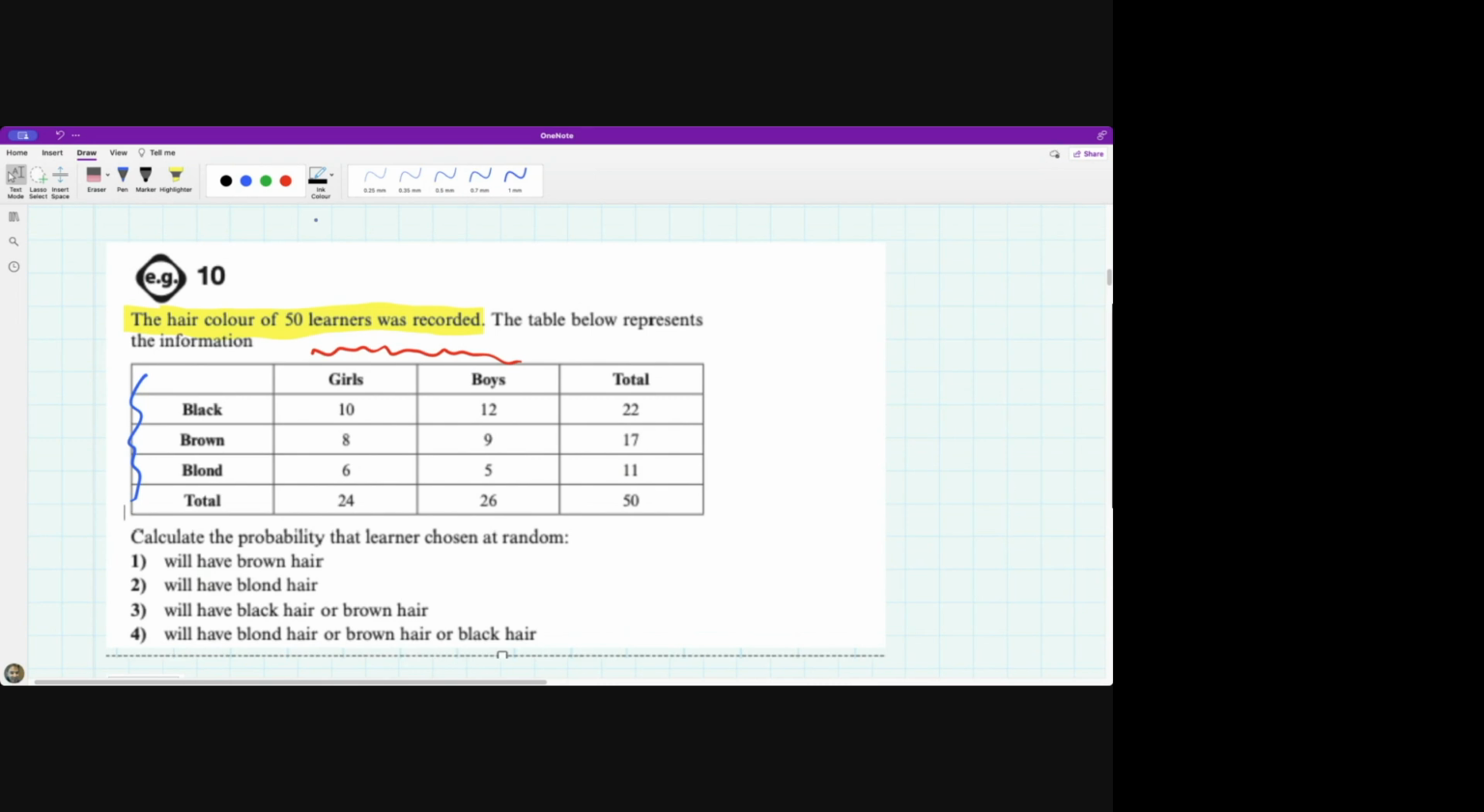Once you have told me, calculate the probability that a learner chosen at random will have brown hair. Well, I'll do number 1 with you. There are 50 students in total. How many of them have brown hair? 17 out of 50. Or you could say there's a 34% chance a randomly chosen person will have brown hair. Tandiwe, you are on the money. You're going to do the rest of these for me.